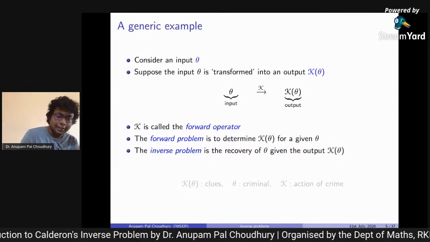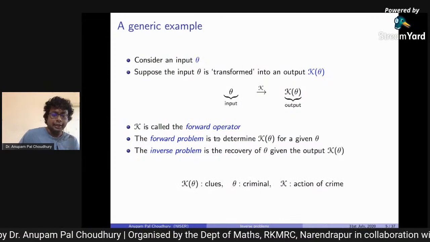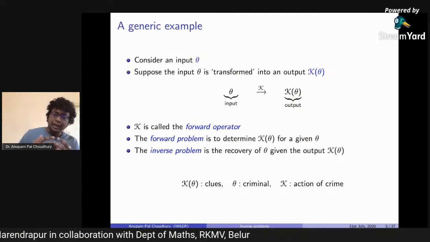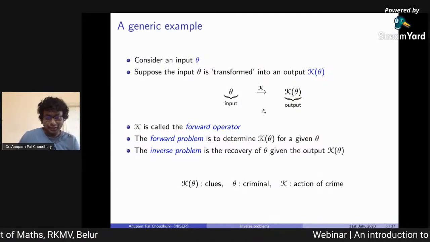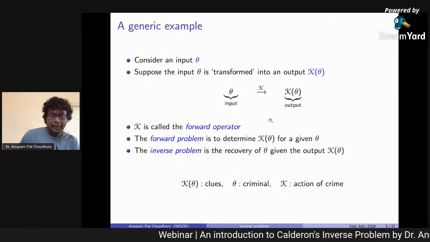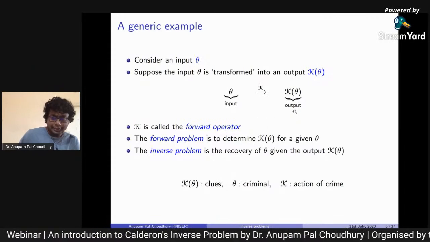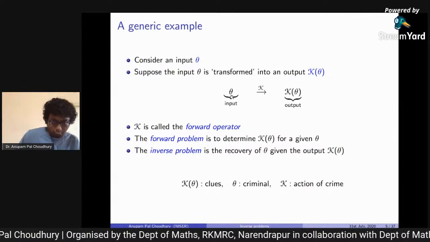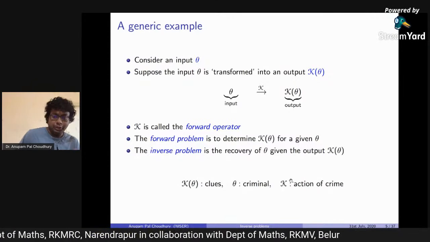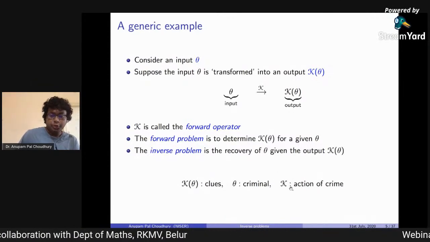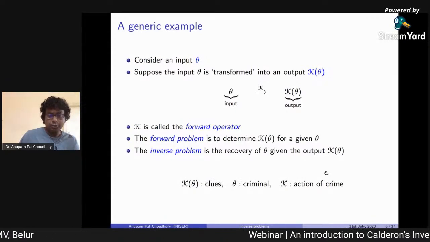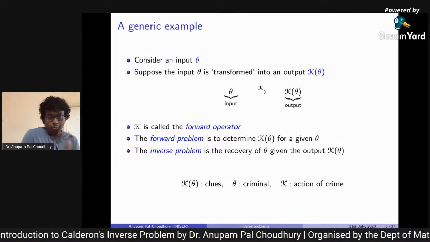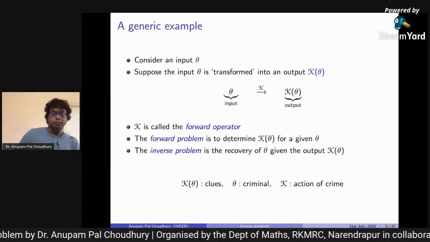So if we go back to the detective analogy, what is happening? K theta are the clues that the detective or the police comes in and gathers. Theta is the criminal, and this K is the action of crime. So essentially, using these clues, this k theta, one tries to find out who the criminal theta is, and also tries to somehow understand, and this would obviously involve trying to understand what the action of crime, or k, is. So you see there is a very simple analogy between the job of a detective and studying inverse problems.